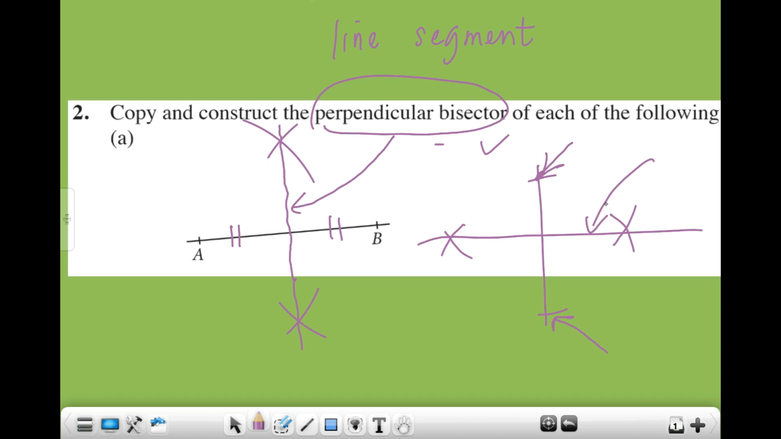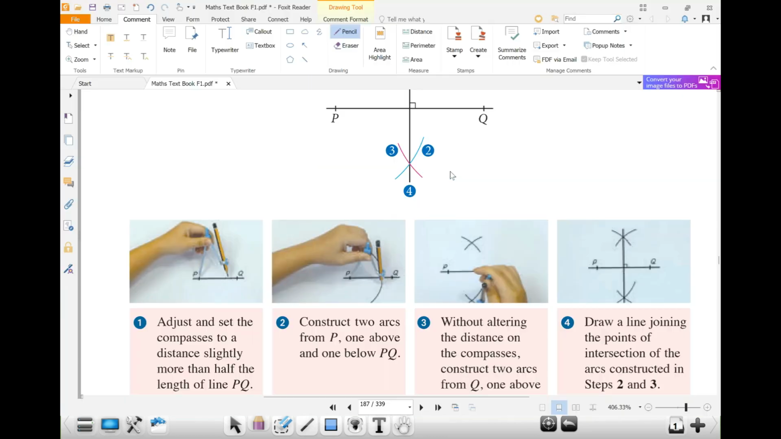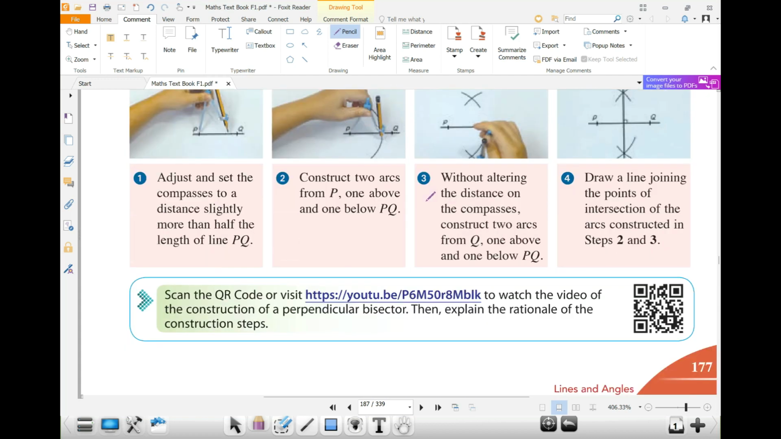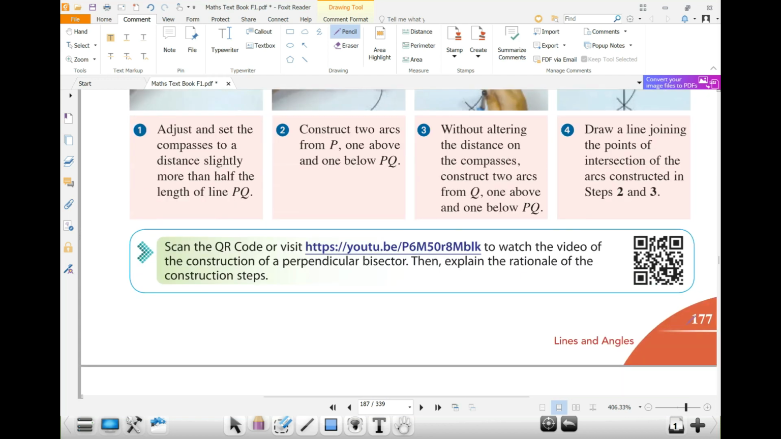Okay, we go to the next question now. Do you have any questions so far? No. Okay, we go to the next one now. So this is the perpendicular bisector. We move on. If you don't know how to do it, you go to your textbook again, page 177. This is the YouTube that you can refer to. Okay, next one. So let's discuss over here.